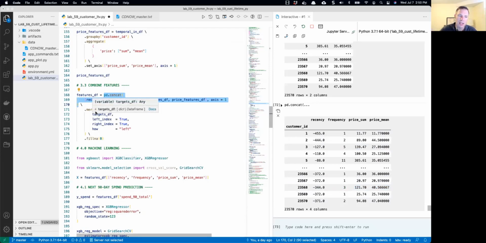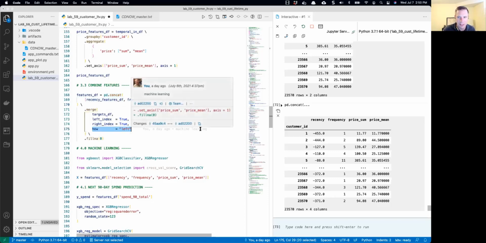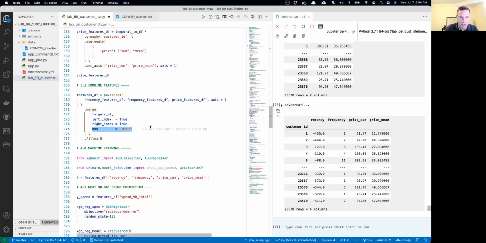Then I'm going to blend in the targets data frame. This is kind of tricky because initially when I did this, I didn't do it right. I forgot to include how left, which means a left join. By default, I think it does an inner join, and it didn't pull over. I actually only had like 3,000 rows because it tried to blend them where both the incoming data and the merging data have the same customer ID, and that didn't work out too well.